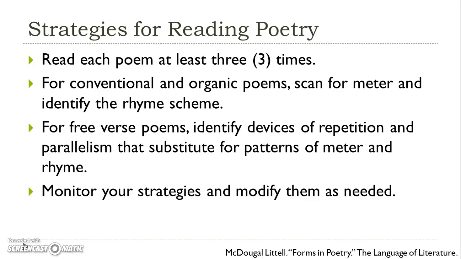Number 2, for conventional and organic poems, scan for meter and identify the rhyme scheme. There are plenty of sources online where you can view and review some of those items. But that meter and that rhyme scheme are going to help you figure out those organic and conventional poems. Number 3, for free verse poems, identify devices of repetition and parallelism, because they're substituted for the patterns of meter and rhyme. They're going to be different, but what makes them have that song-like quality, that musical effect?